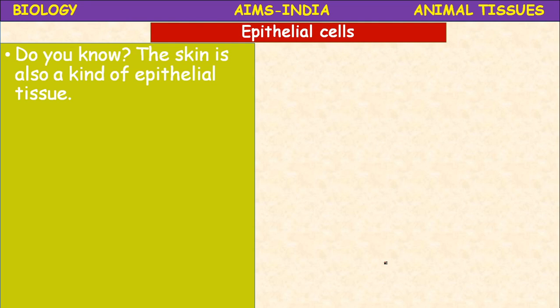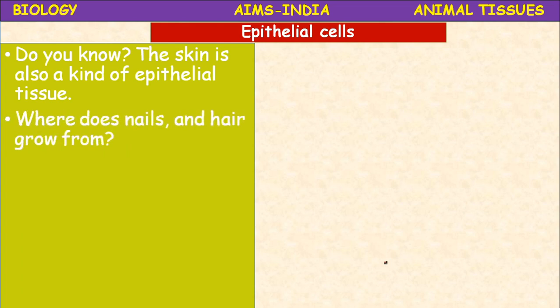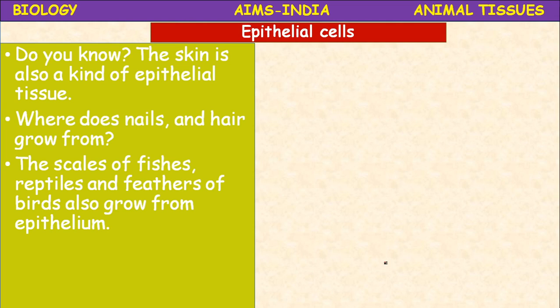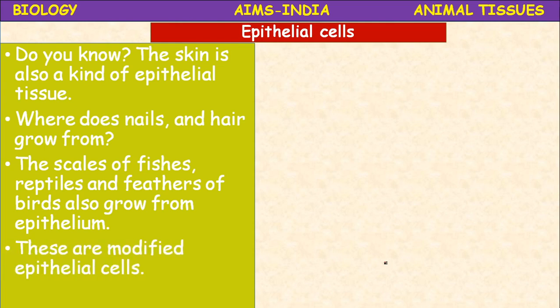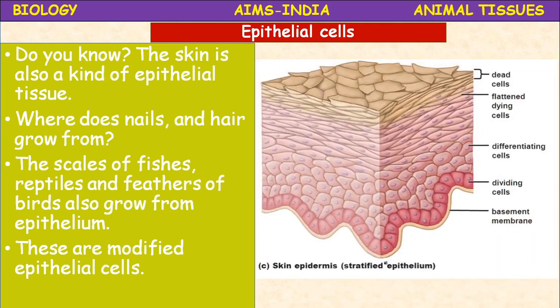So let us know, do you know the skin is also a kind of epithelium? Skin is also a kind of epithelium. Where do the nails and hair grow from? The scales of fishes and reptiles and the feathers of birds also grow from epithelium. So these are modified epithelial cells.